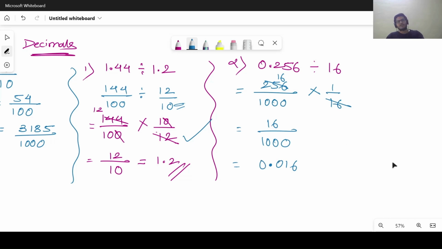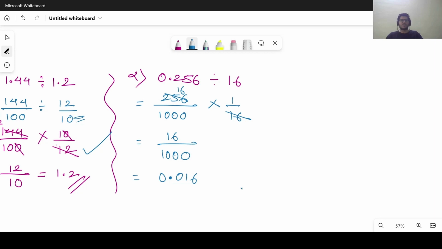Okay, now let's take one more, the third variation. In the third variation, let's say there is no decimal number in the numerator. Let's say for example, we have 169 divided by 0.13. Okay, so now how to do this kind of division?